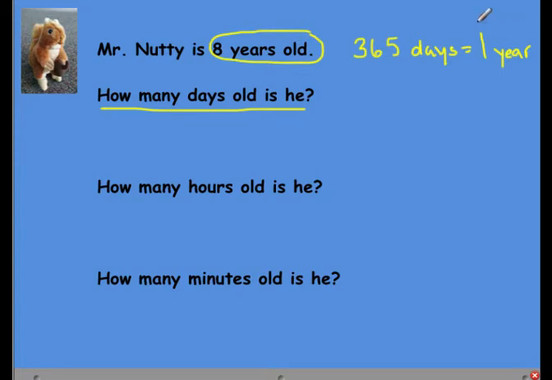So if I know that there's 365 days in 1 year and I'm looking for 8 years, what do you think I'm going to do? If you said multiply 365 days times 8 years, you would be correct. So let's take a look at our answer. You can either add 365 together 8 times. You could do 365 times 8, or you can do that and then check your work on the calculator.